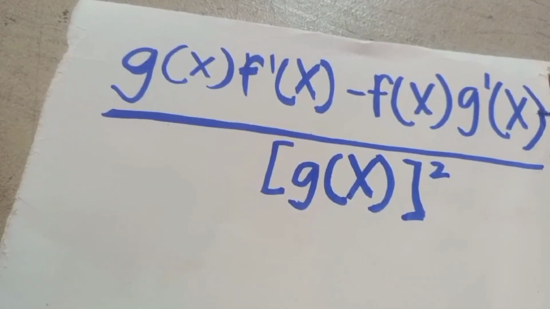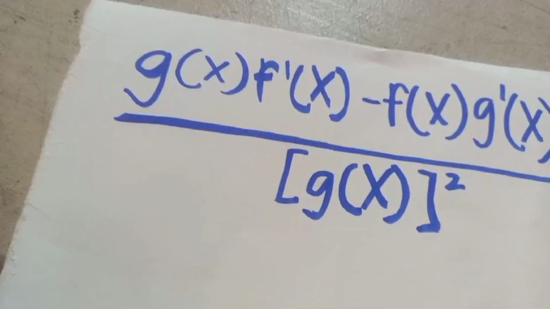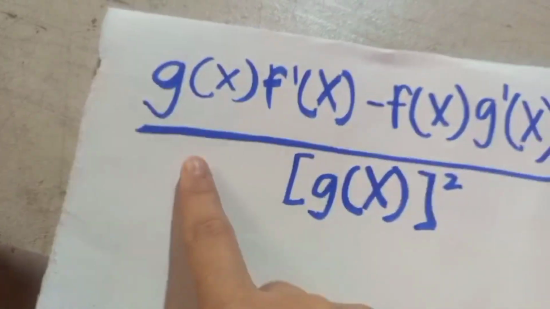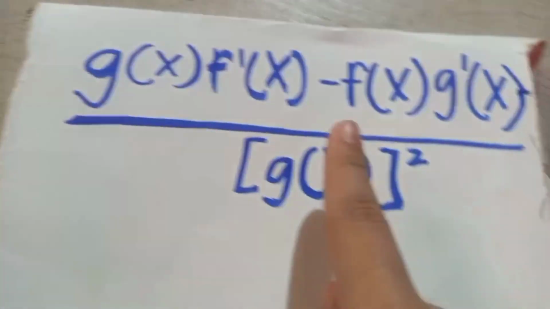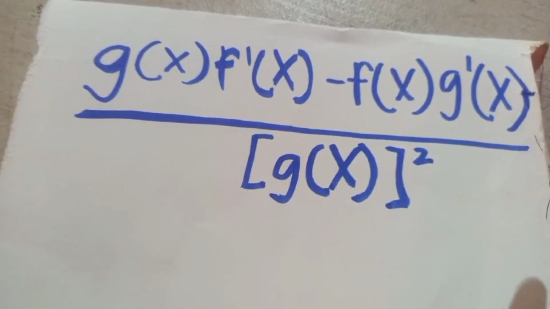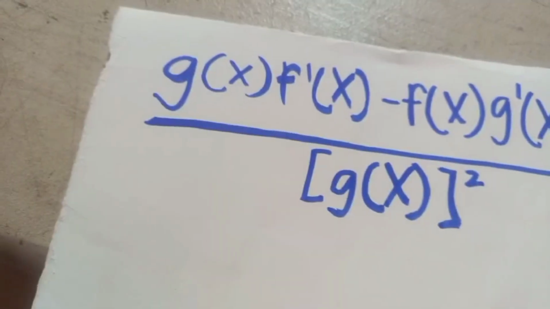Yes, in this video, I will be explaining the quotient rule and how to solve it. So let's start. First, let us identify what the quotient rule is. Quotient rule is a method of finding derivatives of a function that is a ratio of two differentiable functions. To find the derivative of such a fraction, we use this formula: g(x) times f prime of x minus f(x) times g prime of x, over g(x) squared.